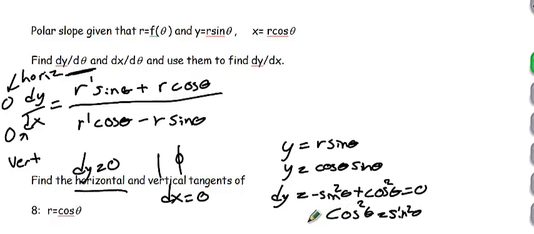Now my question for you is, how good are you at solving your trig equations? There's a lot of different ways of doing this. You could substitute 1 minus sine squared in for cosine squared. That's one way of doing it. Group them, factor. That will work. The easiest way is just taking the square root of both sides, and you're just going to say cosine of theta equals plus or minus sine theta.